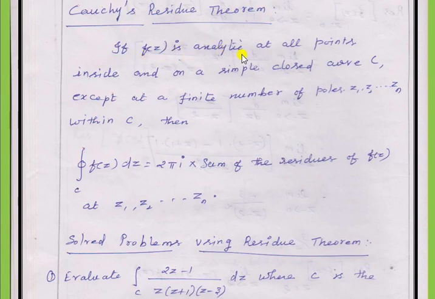The statement is: if f of z is analytic at all points inside and on a simple closed curve C, except at a finite number of poles z1, z2, etc., zn within C, then the integral over C of f of z dz is equal to 2 pi i times the sum of the residues of f of z at the poles z1, z2, etc., zn. This is the statement of Cauchy's residue theorem.